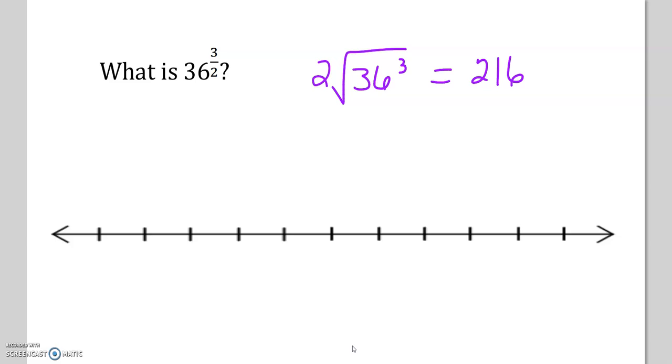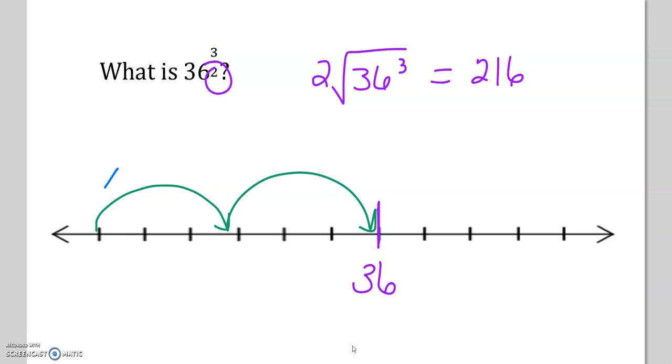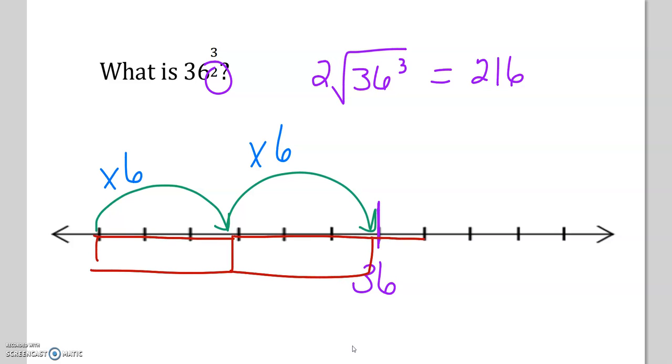Or we could figure this out with the fractions. So here's 36. And this 2 tells us we're going to make 2 jumps to get to 36. So 1, 2 jumps to get to 36. And so what do those jumps have to be? That's times 6, right? And this says, what is 3/2? Okay, so here's 1/2. Here's 2/2. Well, 3/2 would be 1 more jump times 6. So times 6 times 6 times 6, which is 216.